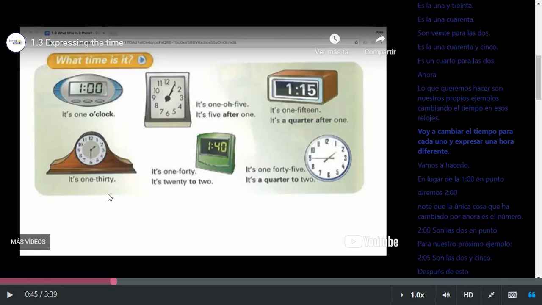Okay, next. Cuando son las y 30, vamos a decir it's 1:30. It's 1:30. Las y media.